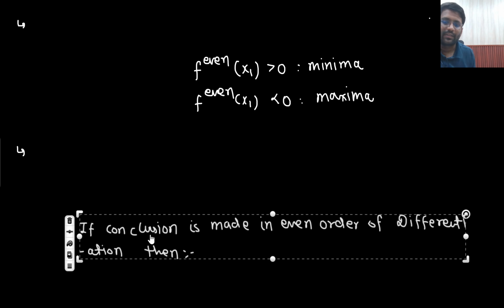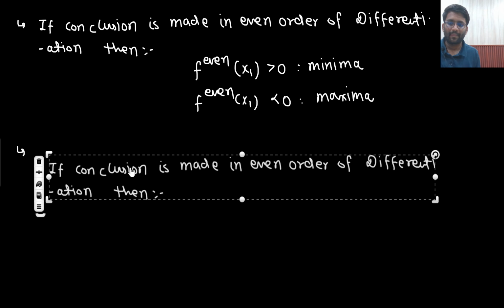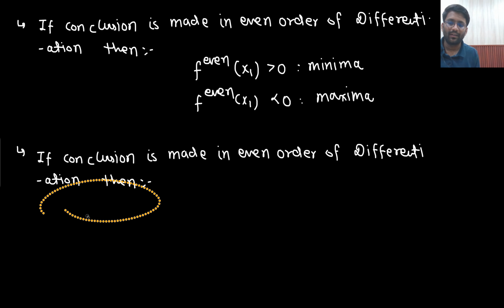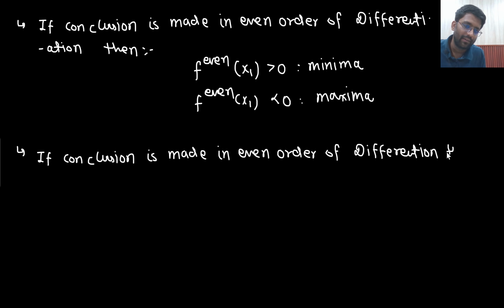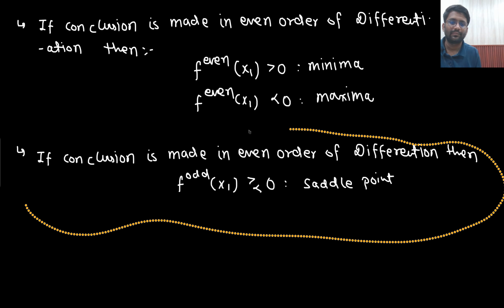And if the conclusion is made in odd order of differentiation, then at x equals x1, whether it comes out as 0, greater than 0 or less than 0, it will be a saddle point only. Saddle point only. Is that conclusion clear to you or not?